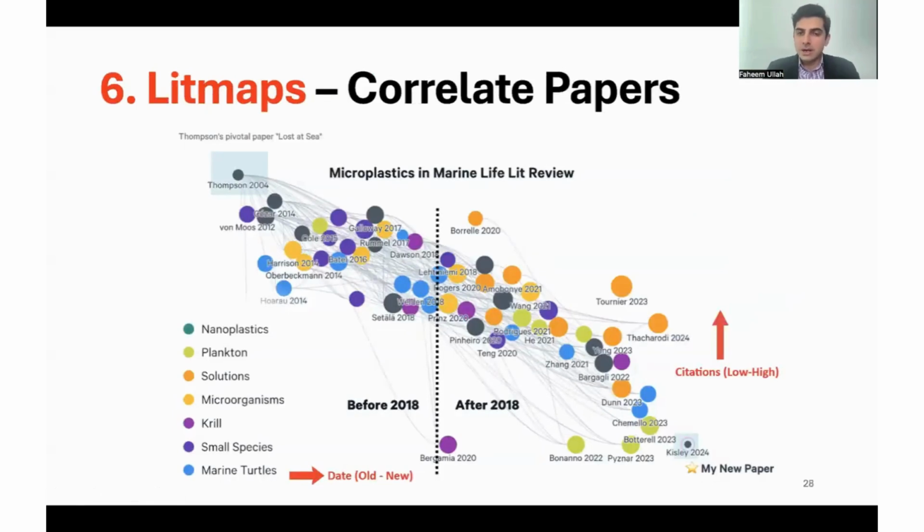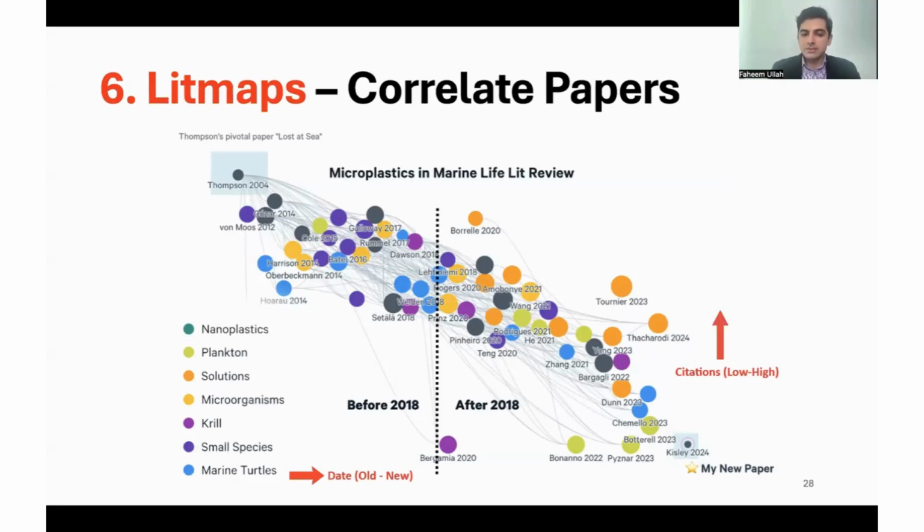Part 6 was about correlation of papers. Through Lit Maps, you can do very excellent correlation of papers. So if you look at this particular screenshot, you can see that among the lot of papers that you have identified, which papers are the newest.